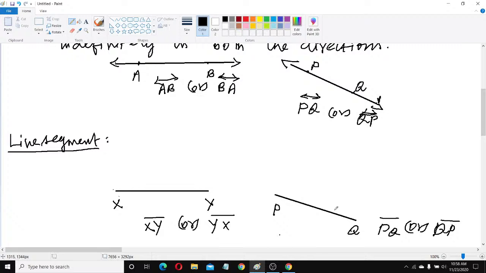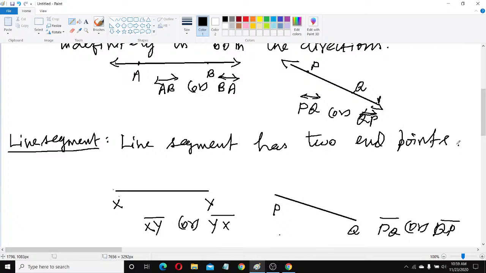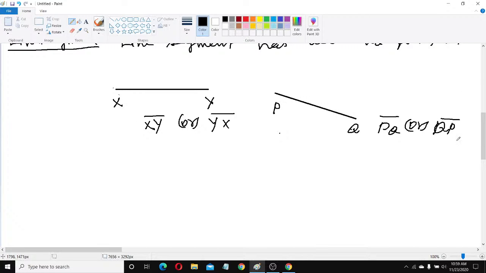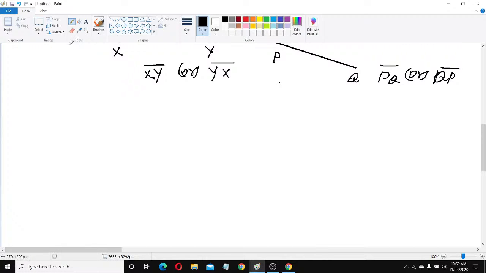When you are drawing the margin in your notebook, you won't use arrow mark, children. So don't use arrow mark when you are drawing the line segment. When you draw the line, you must use arrow mark. So here line segment has two endpoints. How many endpoints? Two endpoints. Line segment has two endpoints. Now next definition, ray. Ray, what is ray?